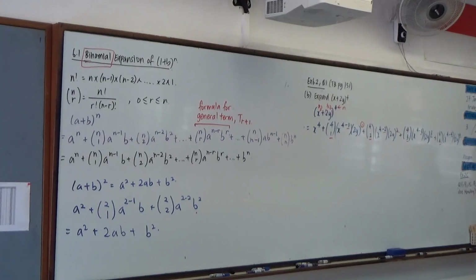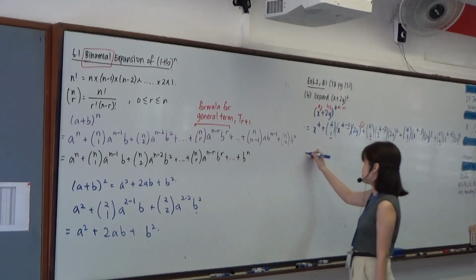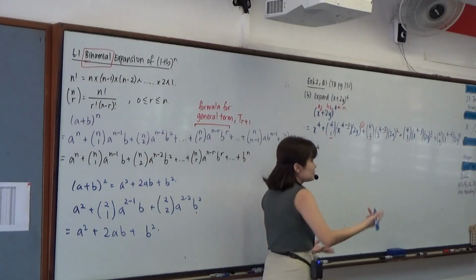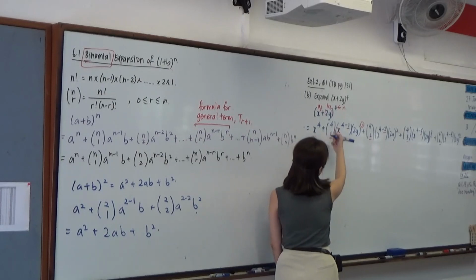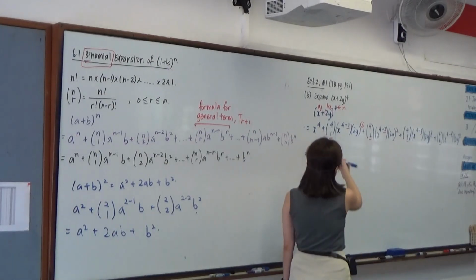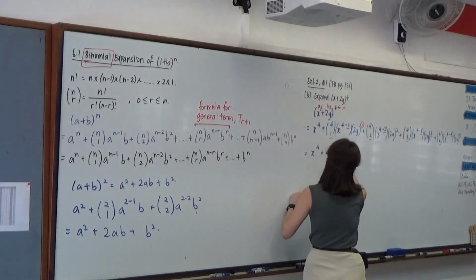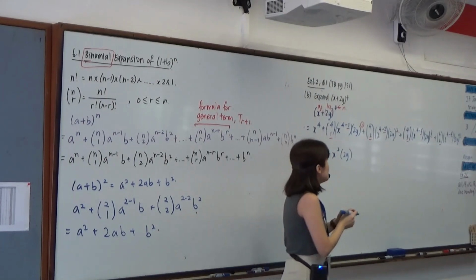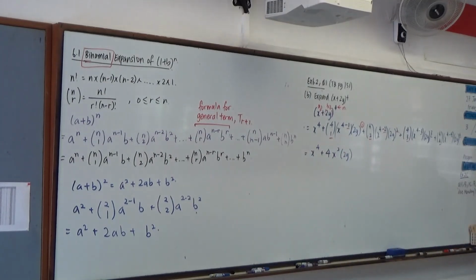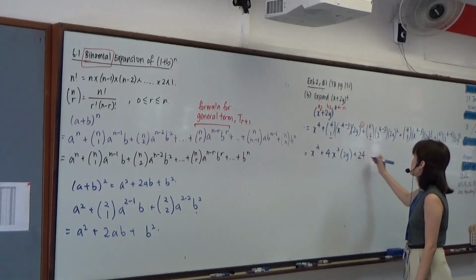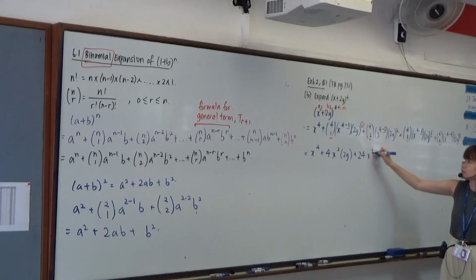So the challenge usually is not in terms of the application, it's in terms of the simplification for most students. What do I mean? When we simplify, x power 4 not an issue, we only have x power 4. 4 choose 1, press calculator, you will get 4. Then x to the power 4 minus 1 also not an issue, x cubed. 2y to the power 1 is just 2y. 4 choose 2, what's the number? Hang on, 24, x to the power of 2.